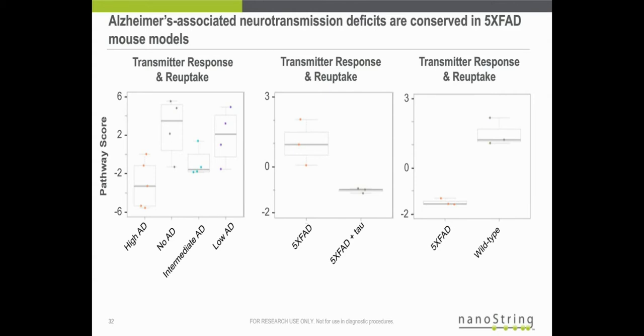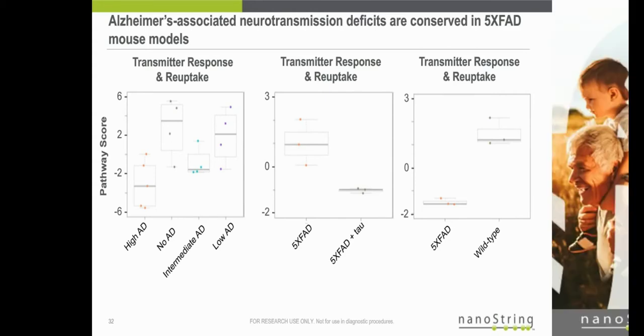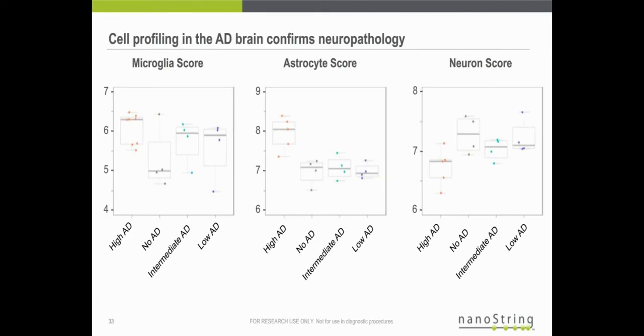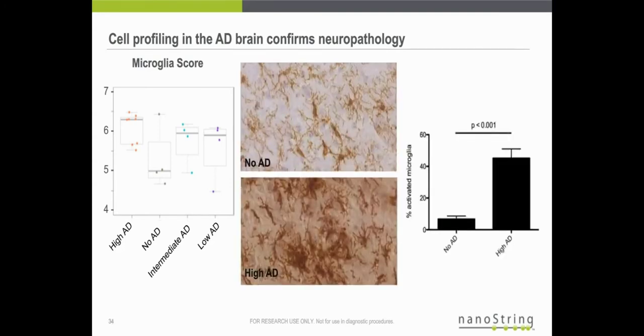So here, looking at cell profiling scores in human AD, we can see something similar to what we saw in the 5XFAD mice, which is that microglia and astrocytes are enriched in association with high AD, and that neuron loss is occurring in the most severe cases. And here you can see that this microglial activation that we've detected genetically corresponds nicely to what was found using immunohistochemistry.